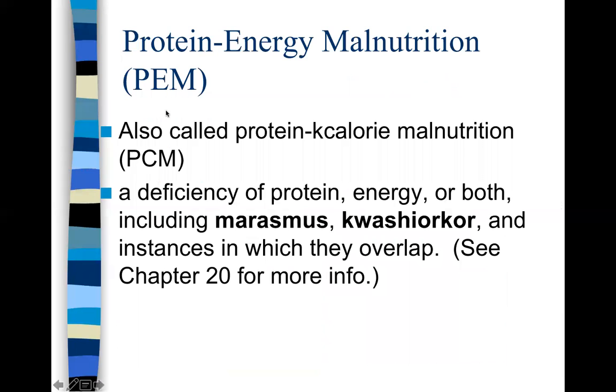Protein energy malnutrition or protein calorie malnutrition can be categorized into two different types, which I was describing based on those pictures. The first one is marasmus, where you have inadequate calories and protein. And the next one is kwashiorkor, where you have inadequate protein, but you do have some level of calories.